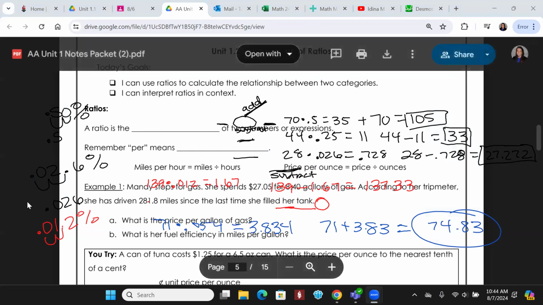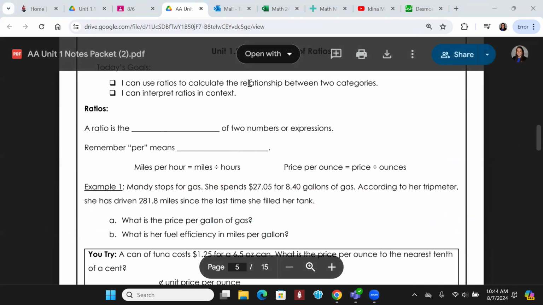Okay. All right. So we're going to start on this. Okay. So I can use ratios to calculate the relationship between 2 categories, and I can interpret ratios in context. Okay. What is a ratio? Do we know? A ratio is going to be a fraction. Normally, when we say a ratio, we mean fraction. Yes? Okay, so a ratio is a quotient of 2 numbers. The word quotient means to divide, right?